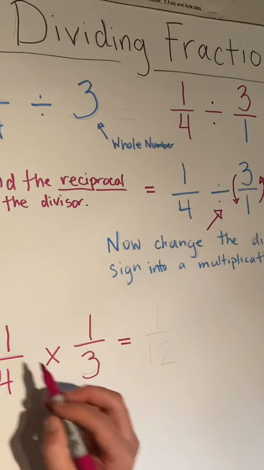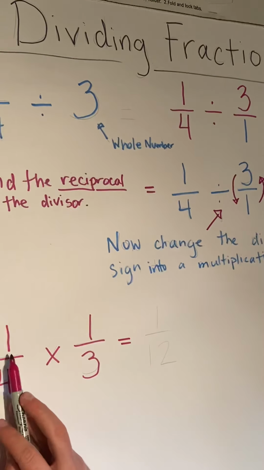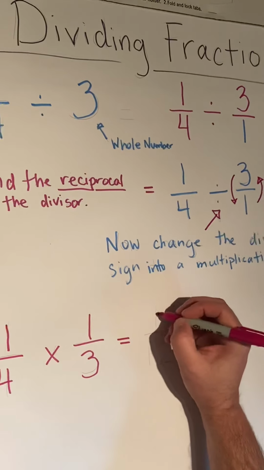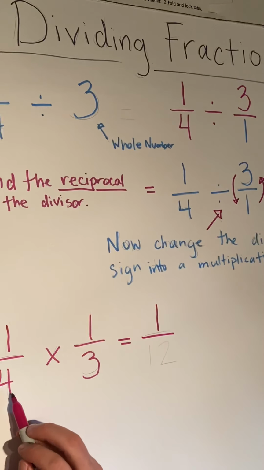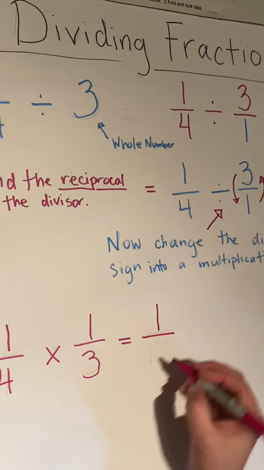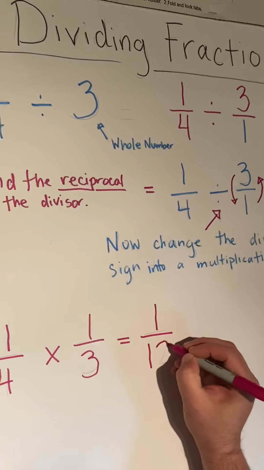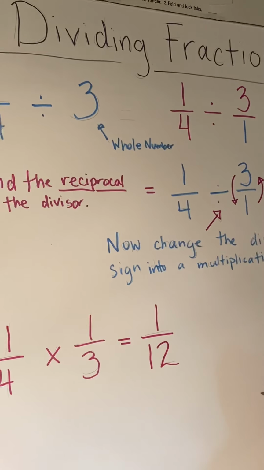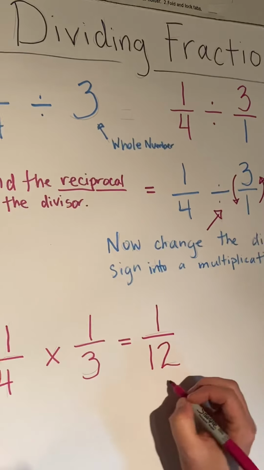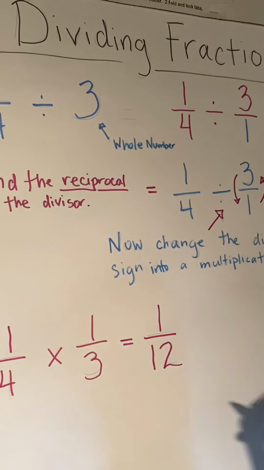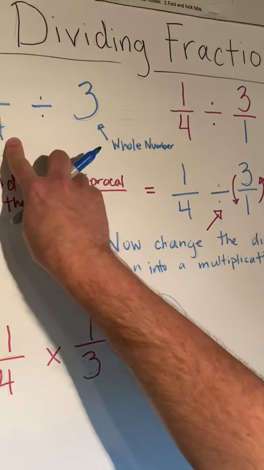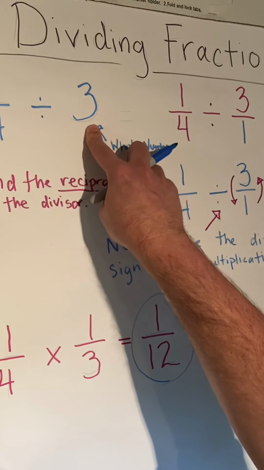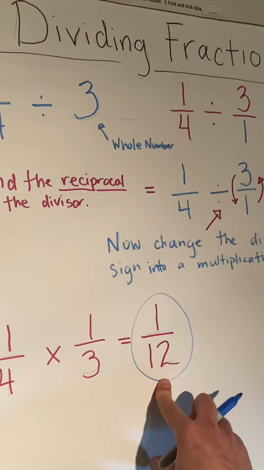As simple as that. So when we multiply fractions, we multiply our numerators. So 1 times 1 is 1. Then we're going to multiply our denominators. 4 times 3 is 12. So essentially, here's our answer. This is our answer, 1/12. We can figure out that 1/4 divided by 3, 3 wholes, is 1/12.